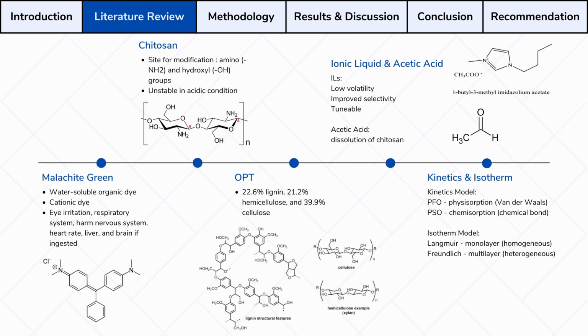It can cause various harm to the eye, respiratory system, nervous system, heart rate, liver, and brain if ingested. Chitosan can be modified through its amino and hydroxyl groups, but is unstable in acidic condition. For OPT, its structure consists of lignin, hemicellulose, and cellulose. In employing new solvent systems, ionic liquid was chosen because of its low volatility, improved selectivity, and tunability. Combined with acetic acid, chitosan dissolution can be improved. This study used PFO and PSO kinetic models and Langmuir and Freundlich isotherm models for data fitting.